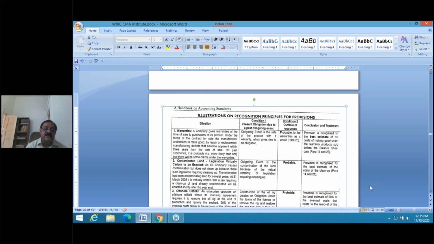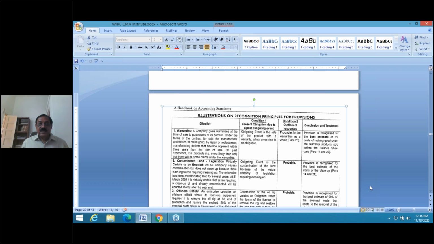Because though presently there is no rule, it is virtually certain the law is coming in a very short time. So obviously I will be required to clean up the land which is already contaminated in past years, not only future land, but also the land which is already contaminated. That will also be required to be cleaned up. So I will have to make the expenditure. So there is a present obligation.